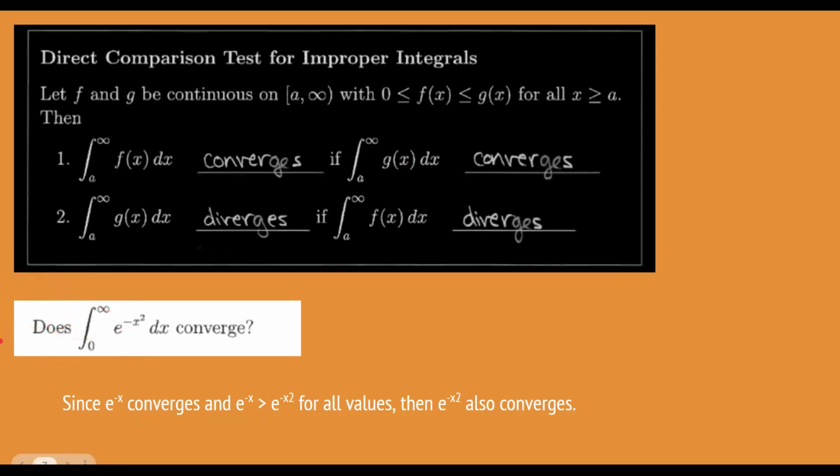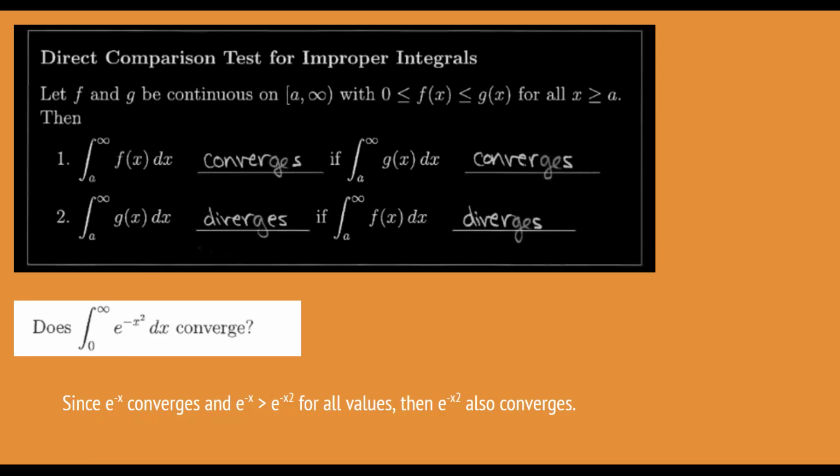Does e to the x squared converge? And technically, I skipped over some things of what you would say, but yeah. So does that converge? How do we know? Well, we don't really know just by that, but we can ask, what function do we know? An example would be e to the negative x. Since e to the negative x converges, we know that it does from 0 to infinity.